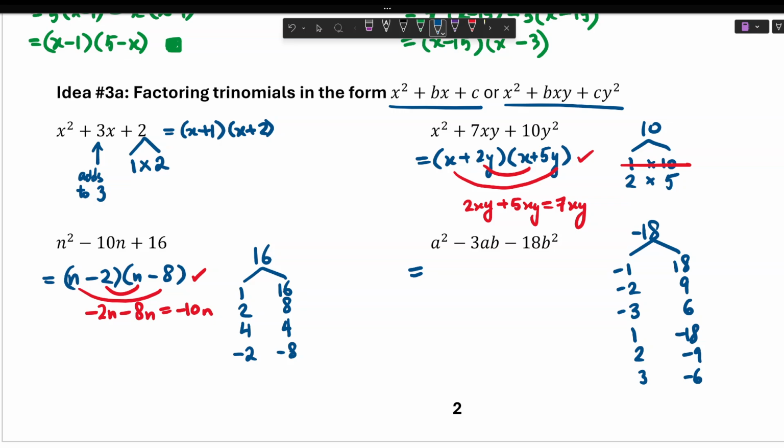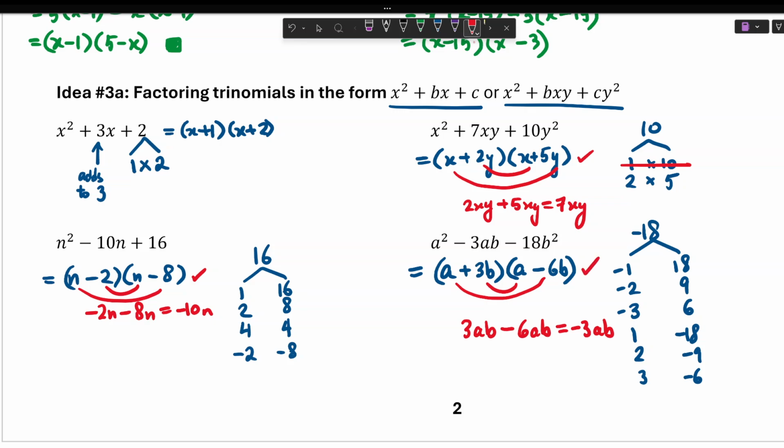And again, we want to add the two factors to get the middle one. So you'll notice that 3 and negative 6, that one works. That gives you negative 3. Let's write that down. So from a squared, you're going to get a and a. From negative 18b squared, you're going to get 3b and negative 6b. And again, just to check, you can say that's 3ab plus negative 6ab. That is our middle term, negative 3ab, so this is correct.